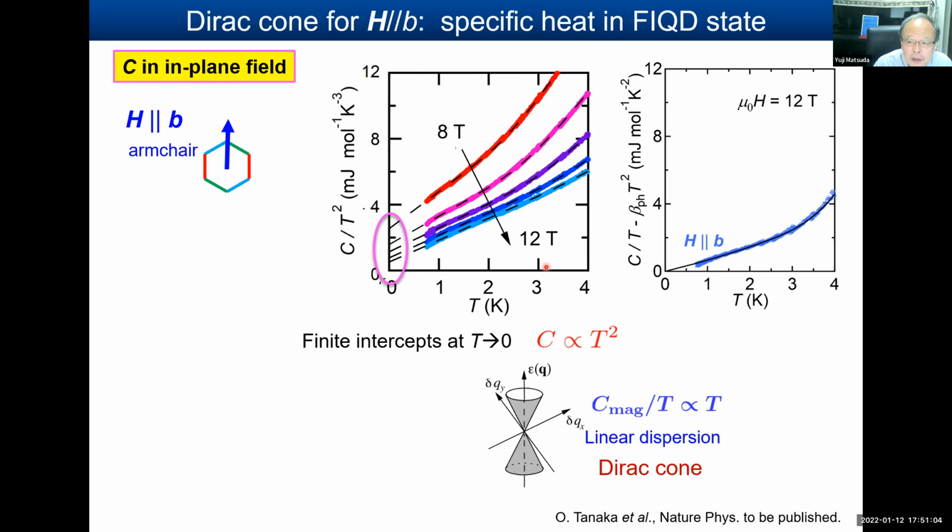Because we observe it. But eventually it should be gapped, right? So there is then some further transition that has not yet been detected, you are proposing, at some larger field? Of course, if you apply a high magnetic field, the system should be gapped, because the system is close to the conventional spin polarized state. But in this case, even at 12 Tesla, we still observe the Dirac cone.